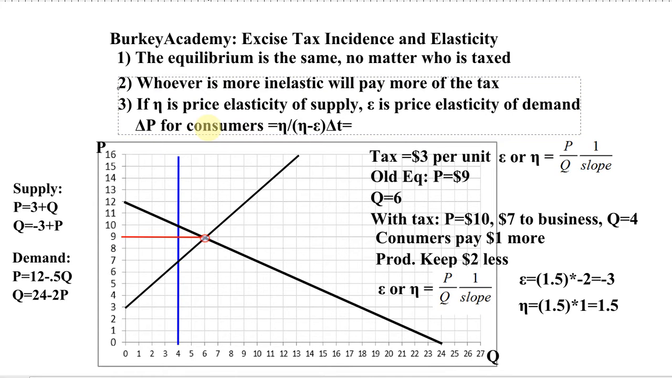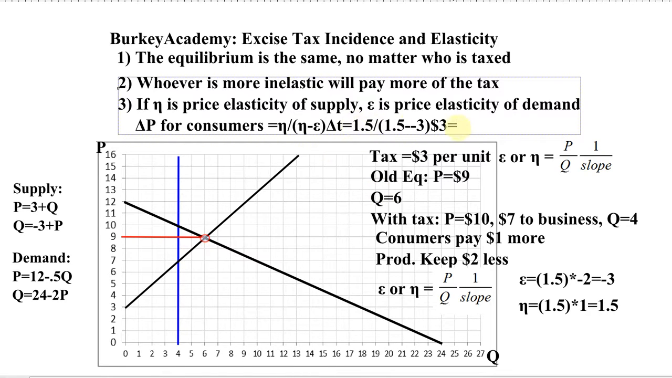So let's just fill in the blanks here. So we have price elasticity of supply, 1.5, divided by 1.5 minus the price elasticity of demand, and so that's 1.5 minus a minus 3. Don't mess up these minus signs. So 1.5 minus minus 3 is actually plus 3 times the change in the tax that we're talking about. And since we're talking about a $3 tax, that's the change in the tax. So $3.